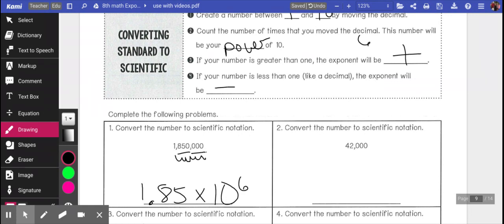Okay, so if you try number 2, we have the decimal point here. You can draw your little loop-de-loops, 1, 2, 3, 4. Or you just know there are 3 numbers and another number, because we need the decimal point to be right here, because 4.2 is between 1 and 10. Then it's times the power of 10, so it's 10 to the 4th power.